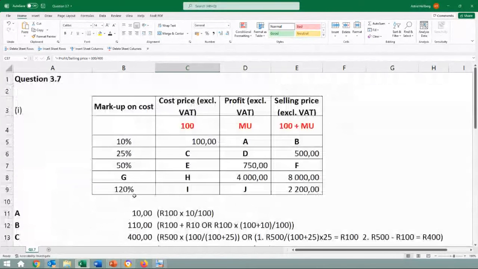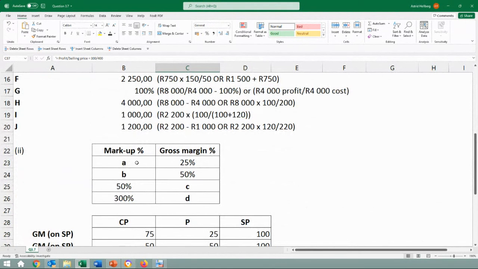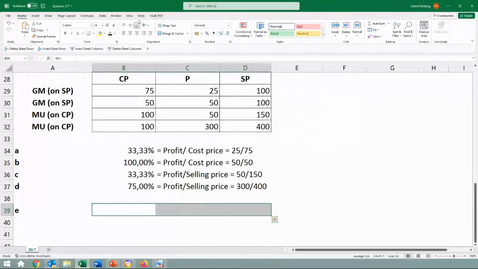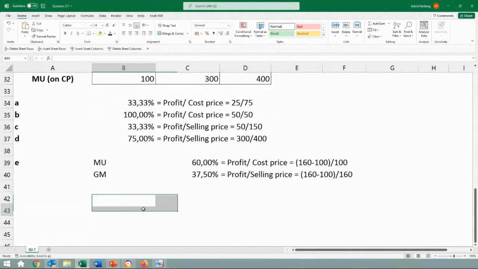Then part E, which I didn't put on the screen here. Part E in this question was exactly the same. We just had to work out, similar to this table, both of the amounts. I'm just going to show the calculation. The concept is exactly the same. You would take the information they've given you to work out the profit over cost price, which gives you your markup percentage, and the profit over selling price would have given you the gross margin.